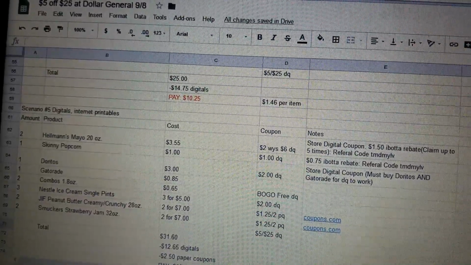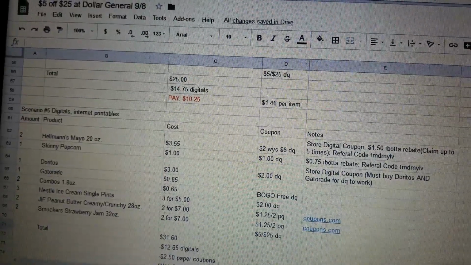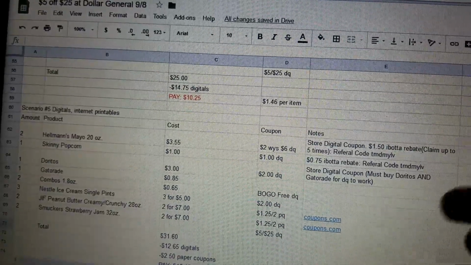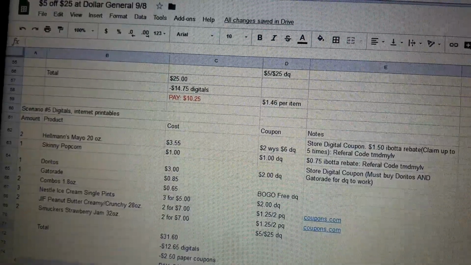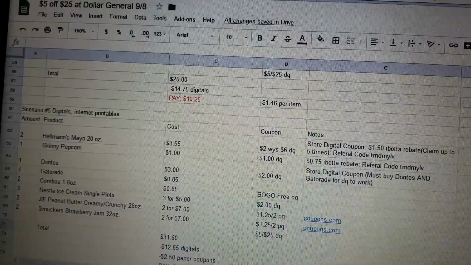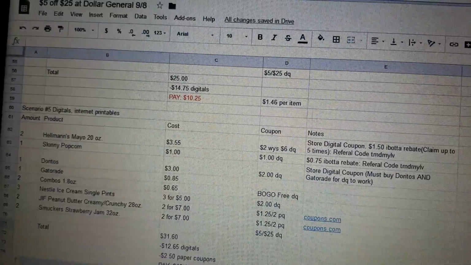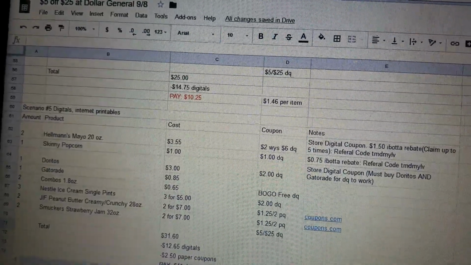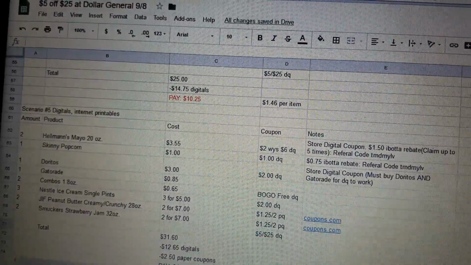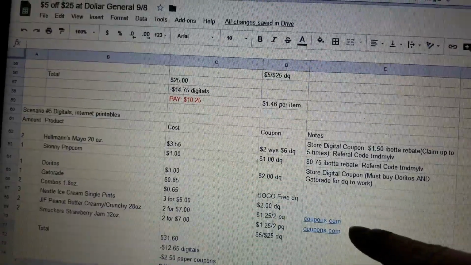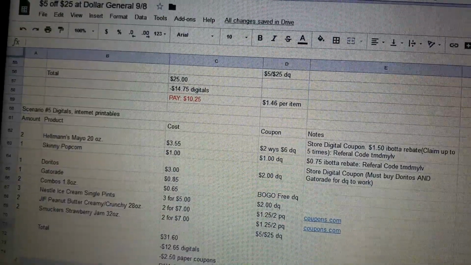Now we do have digitals of the Jif and the Smucker's, the peanut butter and the strawberry jam. But the reason why I'm going ahead and just putting internet printables in here is because if you clipped the $1.25 for two paper or digital coupon, excuse me, if you clipped that and the 50 cent for one digital coupon, the digital accounts will pull the 50 cent one. It will not pull the $1.25 one first. It always pulls the lesser value of the two at Dollar General. So that's why I'm going ahead and doing the internet printables on this one. So that's just kind of like an FYI for you guys.